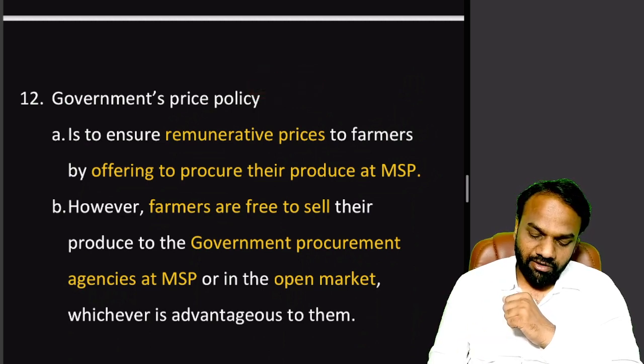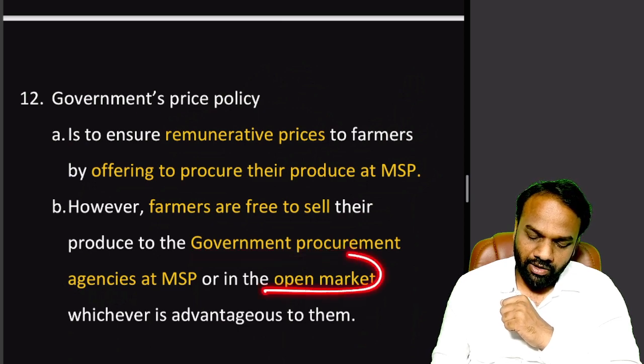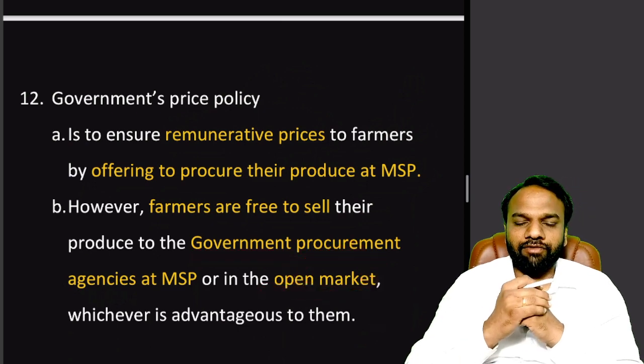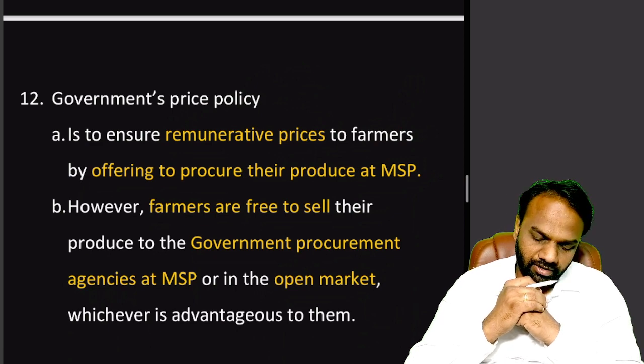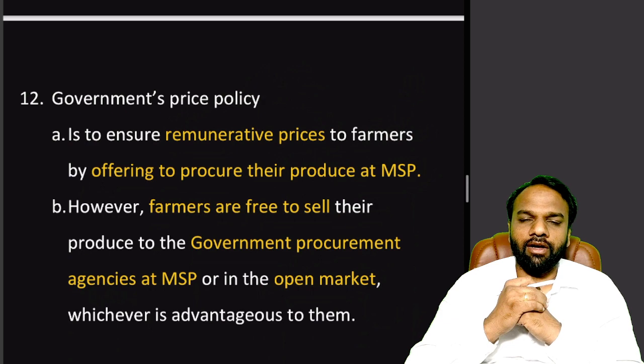However, farmers are free to sell their produce either to the government at MSP or in the open market. If in the open market the price is more than what the government has fixed as MSP, then the farmer has the freedom to sell it in the open market. But if in the open market the price is very low, then the farmer can sell it to the government, and here he will receive a minimum support price which will be 50% more than the cost of production. So this was about the minimum support price.